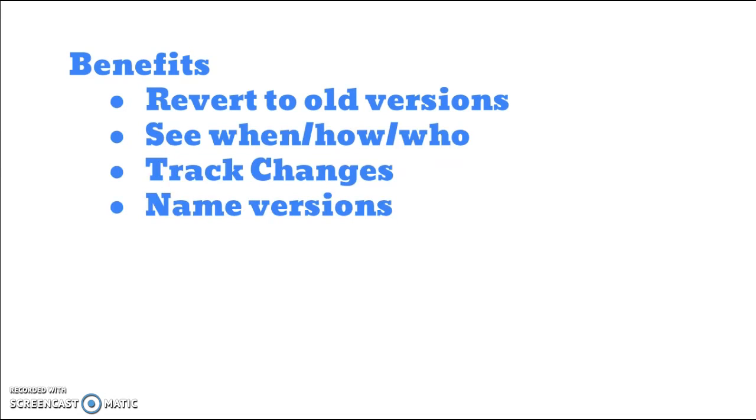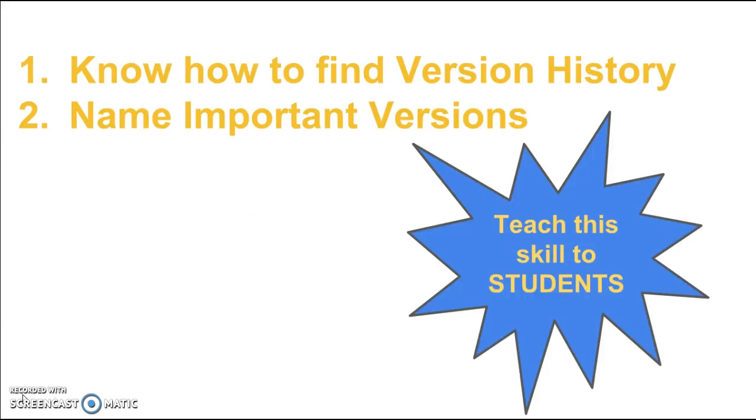You can revert to old versions. You could see when, how it was changed, and who changed the document. You can track those changes, and you can also name different versions of a document. So, this video will show you how to find version history and how to name your important versions. Teach this skill to students. It's a very valuable skill to have when working in Google Docs.